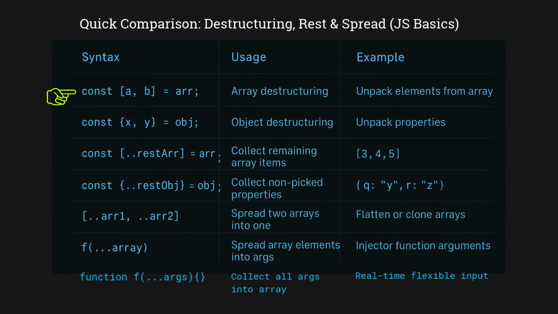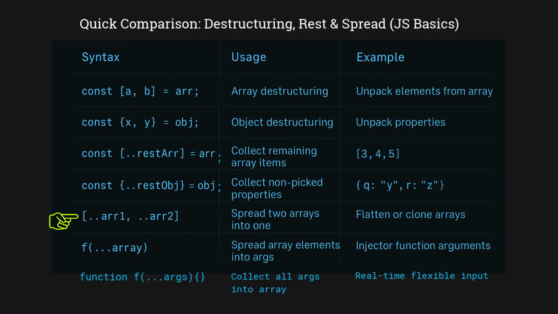Const [a, b] = arr, array destructuring, unpack elements from an array. Const {x, y} = obj, object destructuring, unpack properties. Const [first, ...restArr] = arr, collect remaining array items: 3, 4, 5. Const {p, ...rest} = obj, collect non-picked properties: q, y, r, z.